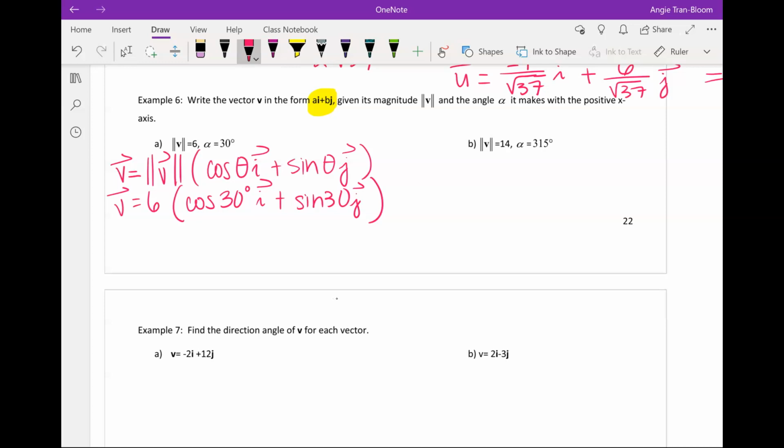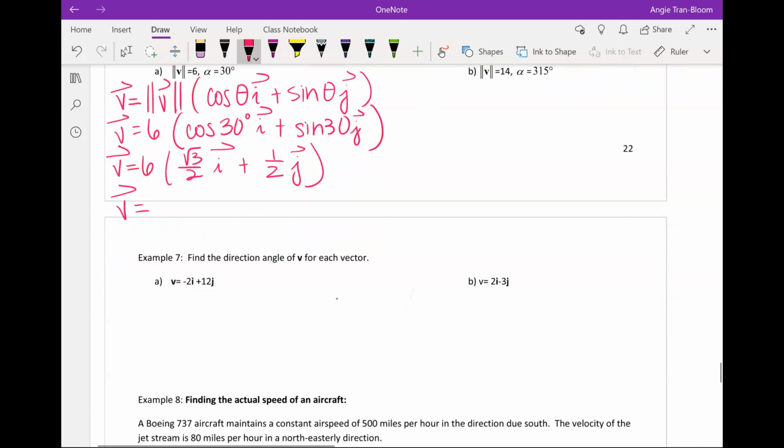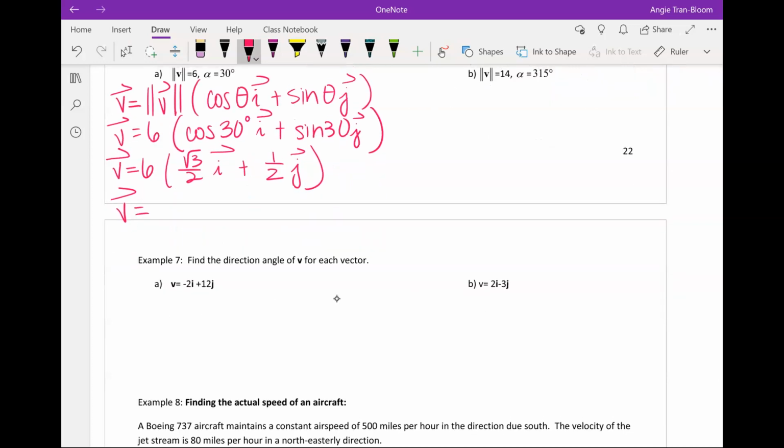Simplify. Yep. Cosine of 30 is rad 3 over 2. Yep, the basic trick will always come back. Sine of 30 is one half. Simplify some more so we can box it up. 6 times rad 3 divided by 2 will give us 3 rad 3 in the i direction plus 3 in the j direction. When possible, leave it in the exact form. Okay?